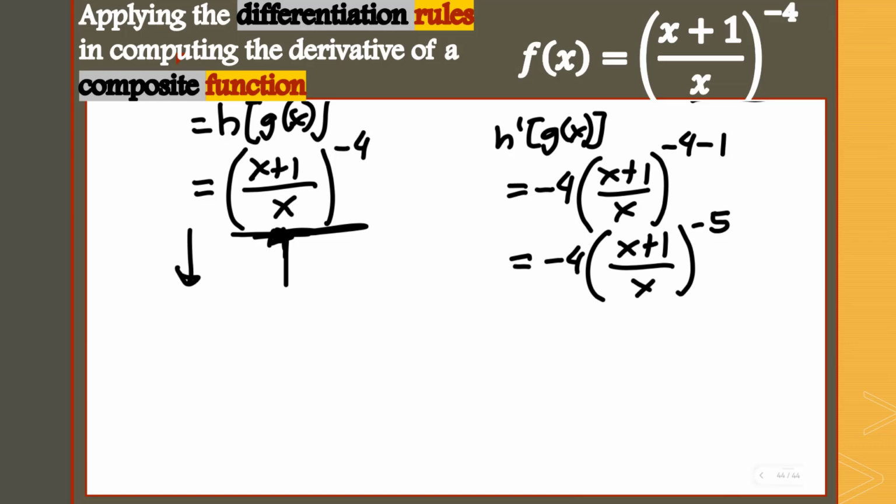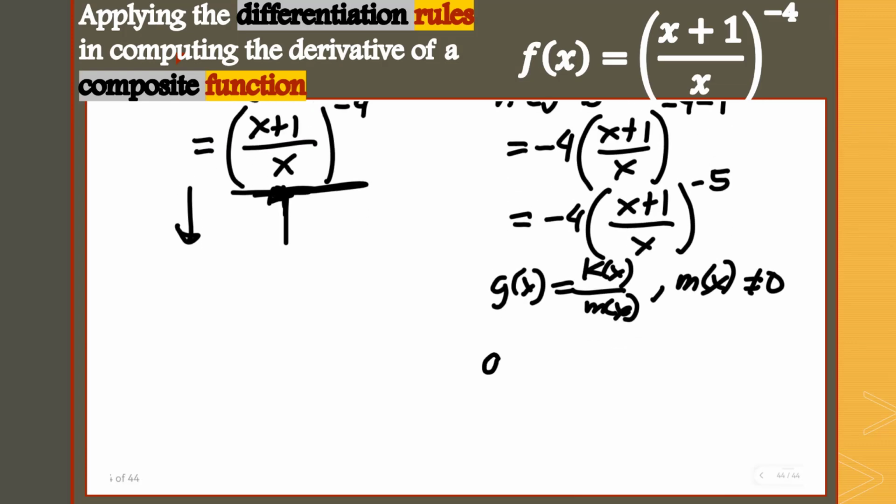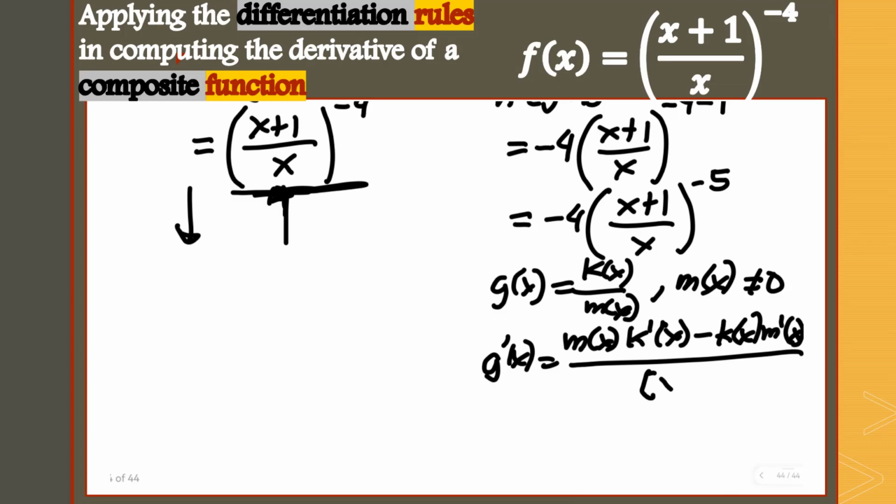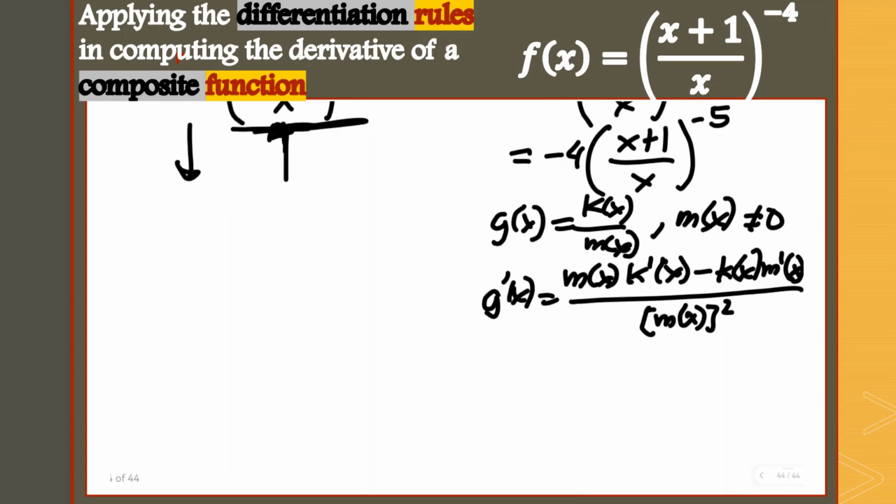So if this is g of x, let me use here k of x and m of x, where m of x is not equal to 0. I'm just scribbling this down as part of a review. So your g prime of x is actually the denominator times the derivative of the numerator minus the numerator times the derivative of the denominator, all over the square of our denominator. Whatever would be our denominator, you square that. We are not yet using the chain rule, but we are getting the derivative of g of x.